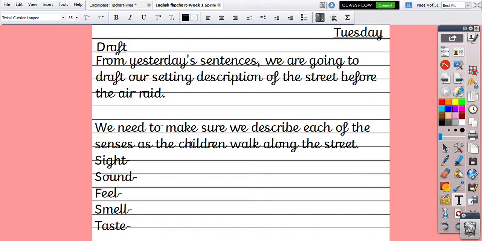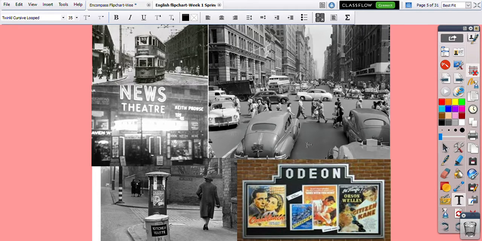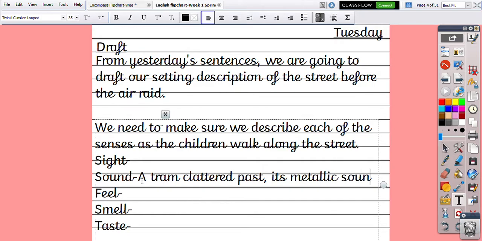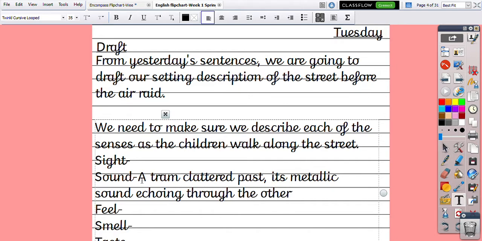So, for example, sound. In my pictures, I can see some cars. I can also see a tram. So in sound, I am going to write about the tram. A tram clattered past. Clattered meaning making a noise on the tracks, so almost a metallic sound. Its metallic sound echoing through the otherwise dull street.